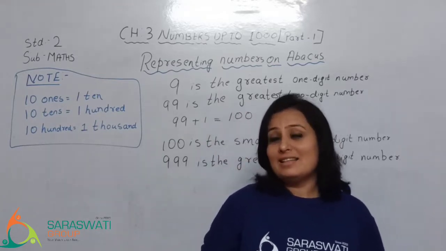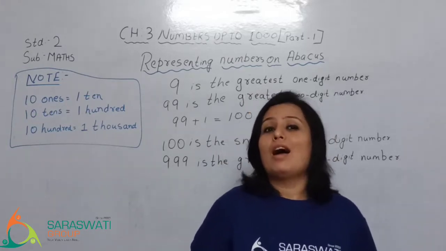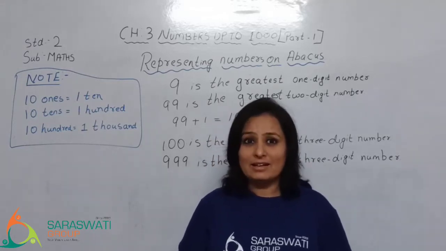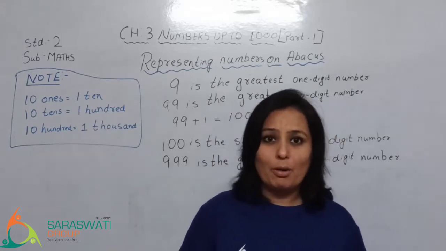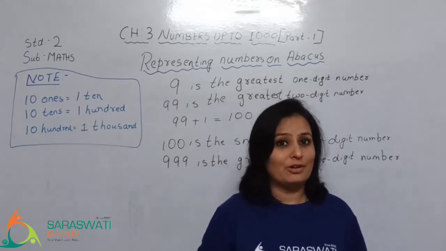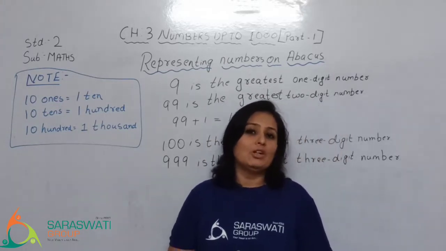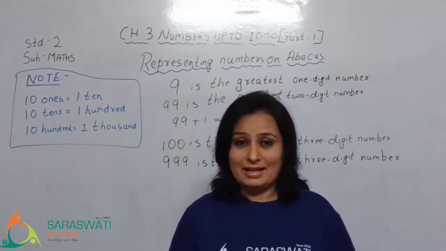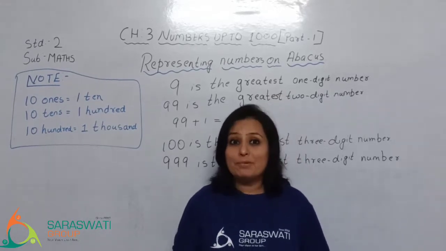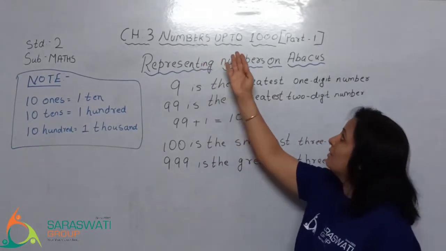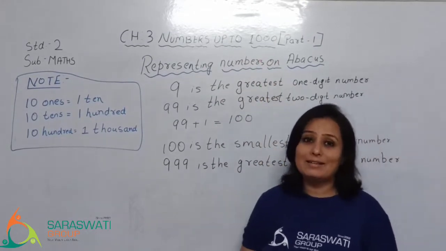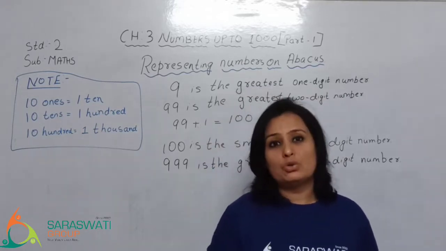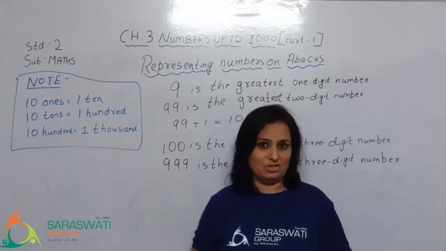And in the last lecture, I explained how to form the tables of 6, 7 and 8. I hope you have learned it properly and you might be practicing it on a regular basis. Okay, children, today we are meeting for our new chapter. Yes, chapter number 3, numbers up to 1000. And this is the first session of the chapter. Till now we have completed 2 chapters and this is our 3rd chapter.